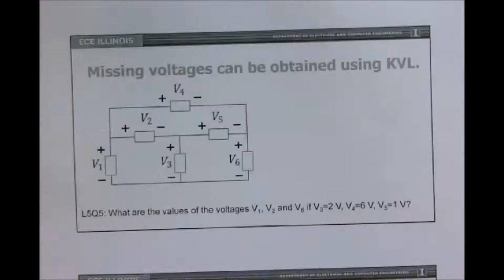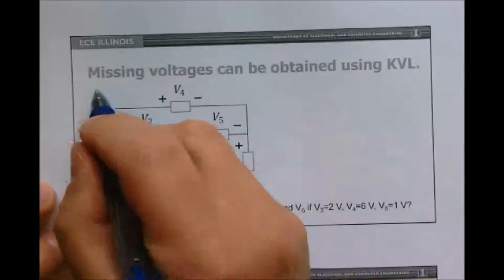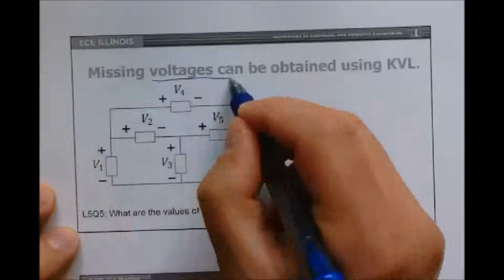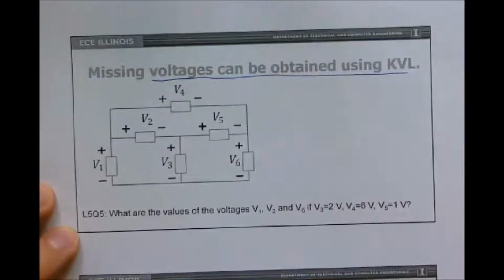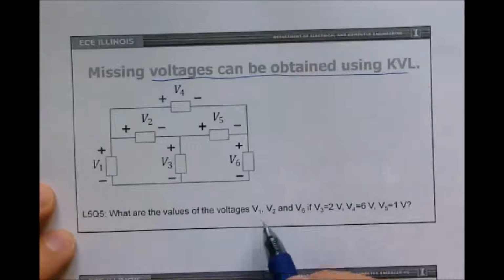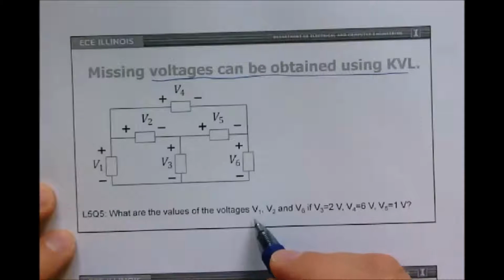So we can use KVL to obtain missing voltages in a circuit by making these equations that say all the rises through the loop add up to 0.